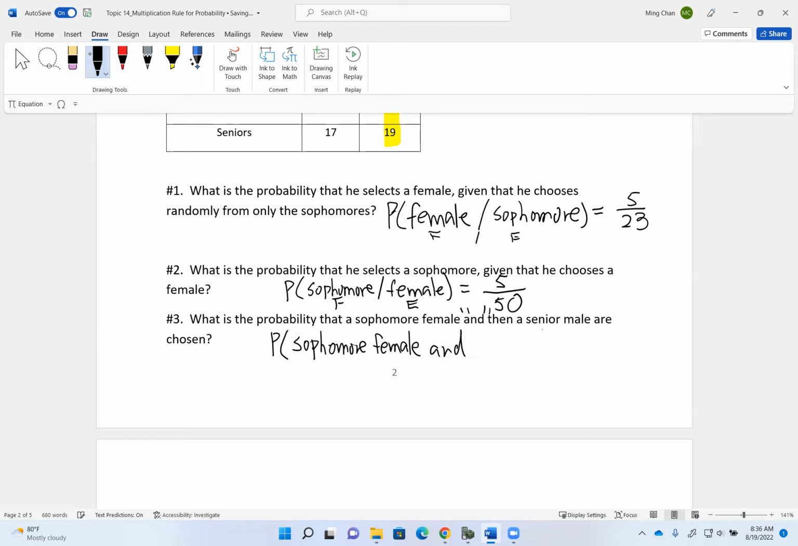Selecting a senior male. Right, so by the rule, I'm not going to write it all out in words. This is going to be the probability of sophomore female times senior male, given that sophomore female. Sophomore female is the first event. This is the second event. So, sophomore female.